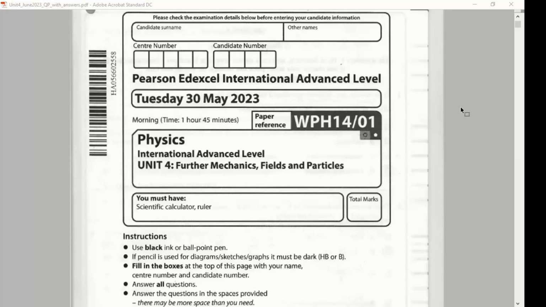Hello and welcome to a walkthrough of Pearson Edexcel International A-Level, the Unit 4 paper, which was sat last week, Tuesday the 30th of May 2023. It's an A2 paper. That means it's 90 marks and it's 1 hour and 45 minutes long.